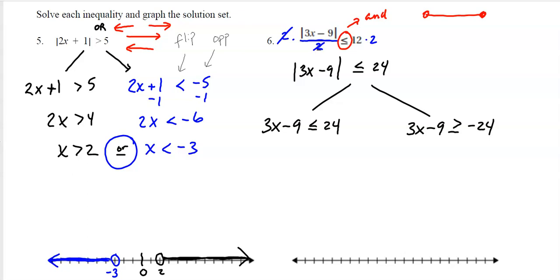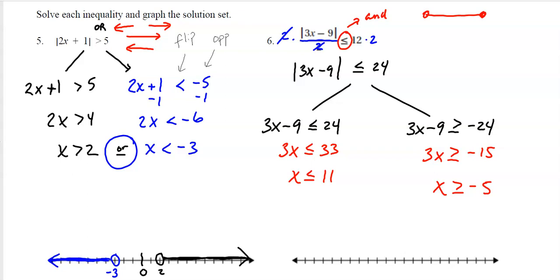All right, well, let's solve this one. So I have add 9 and add 9. That's what, 33. Divide. So I get x is less than or equal to 11. This side, when I add 9 to both sides, I get negative 15. Divide. X is greater than negative 5.